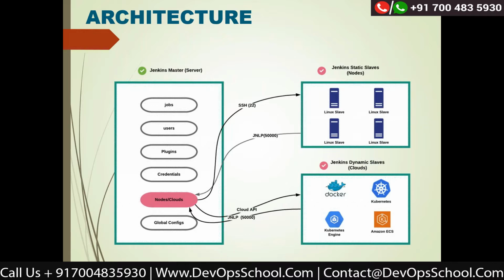We also call them slave nodes. We also call them child nodes. We also call them executor machines.